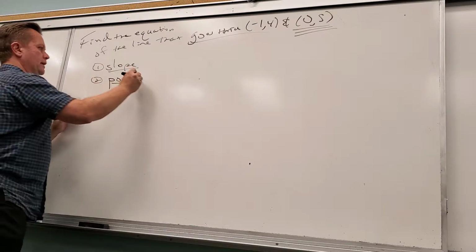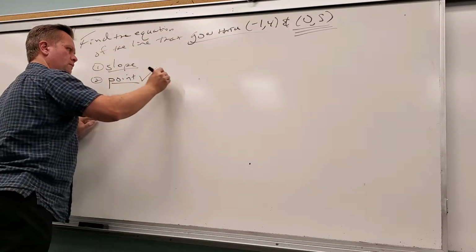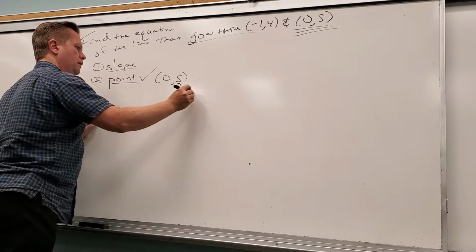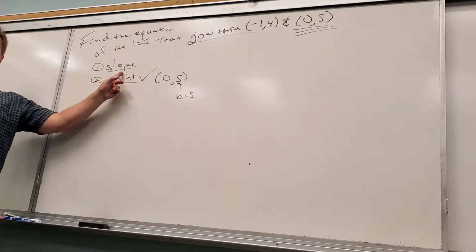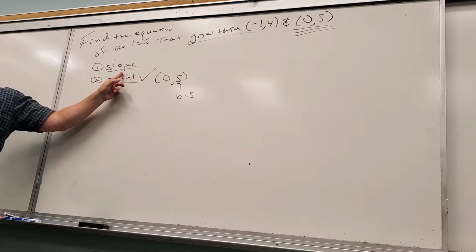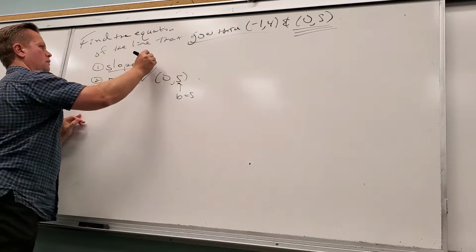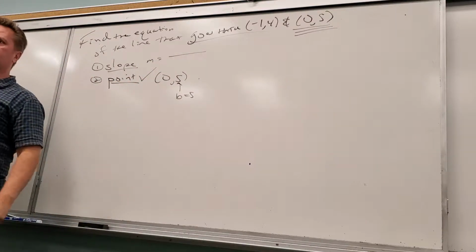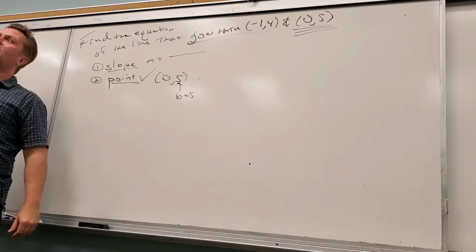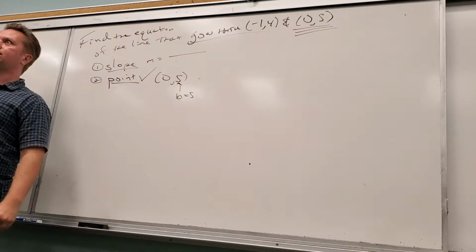You could use either point, but if you use this one, I know what b is. So I'm going to use that one. Now how do you get the slope? Just gotta plug in the formula. m equals y2 minus y1 over x2 minus x1. And if you forget, what is it in English? Rise over run.